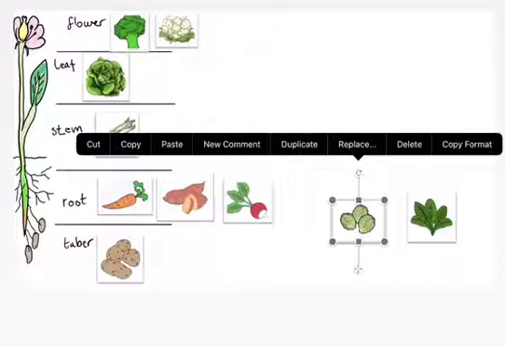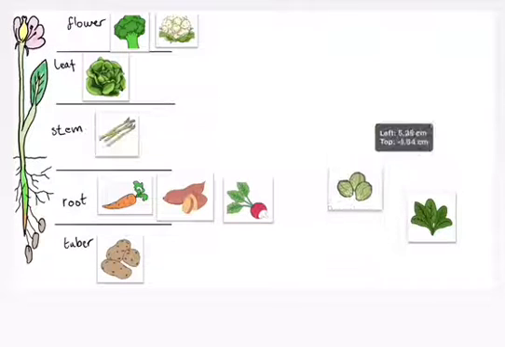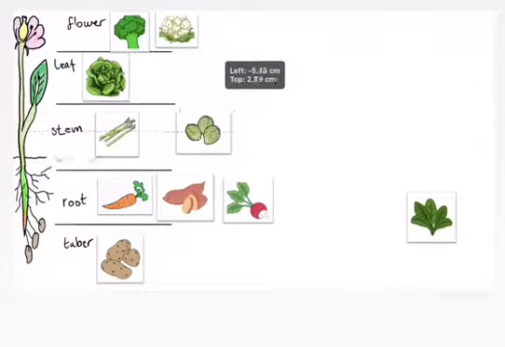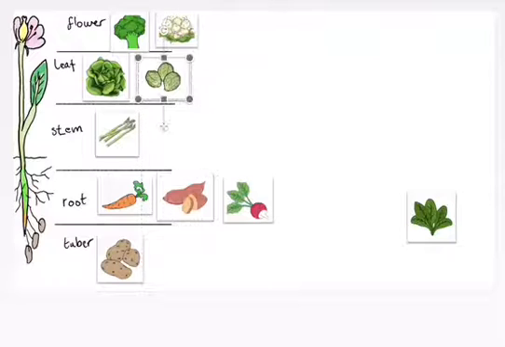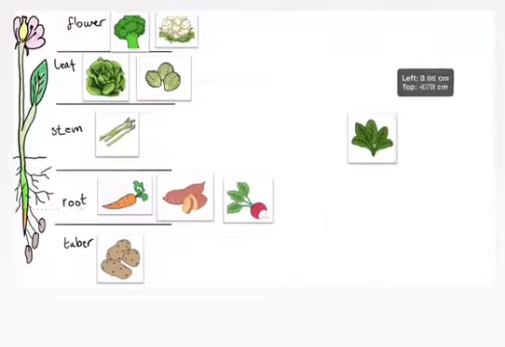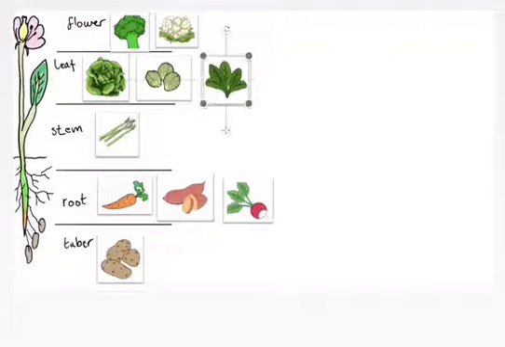What are those ones called? Brussels sprouts, that's it. Brussels sprouts are actually a leaf, and spinach is a leaf. Now, there are certain vegetables that I did not put on there because they can be a bit confusing.